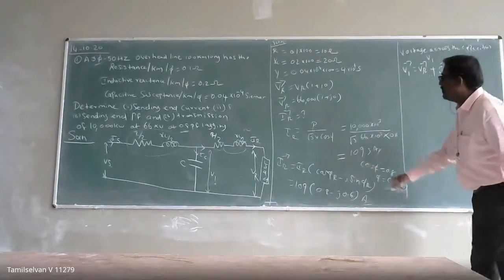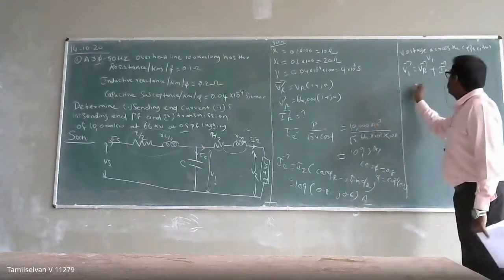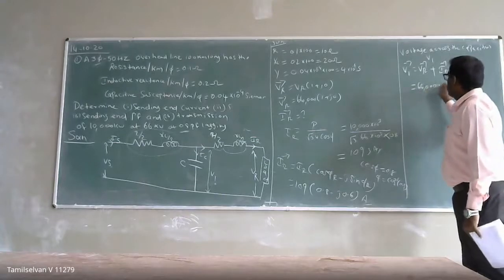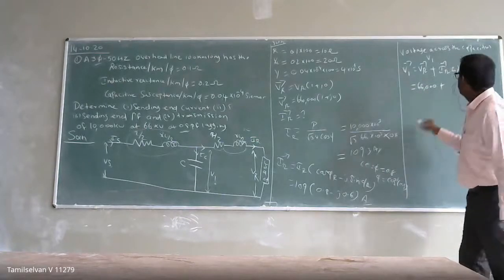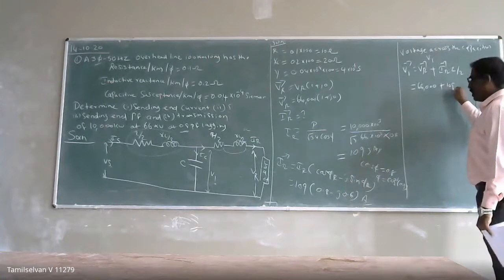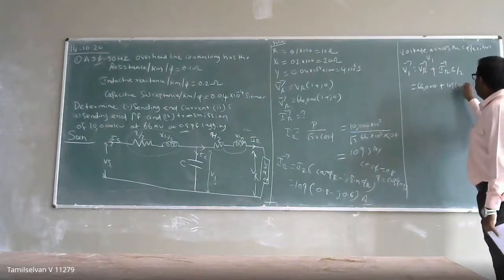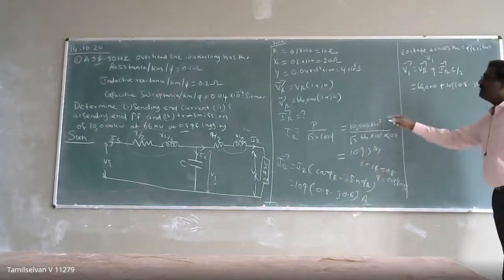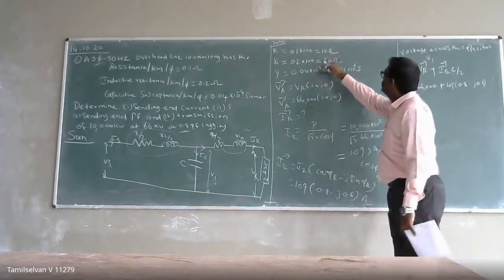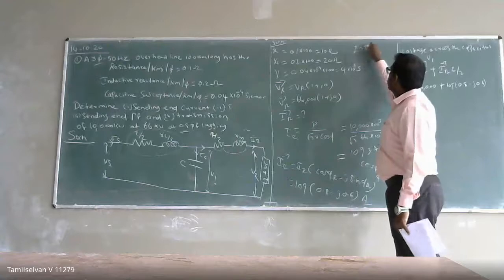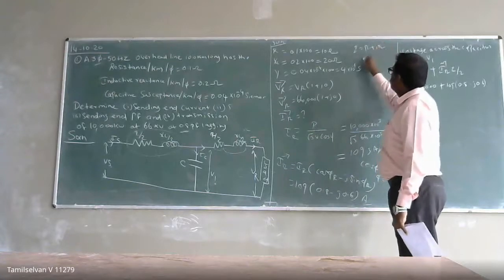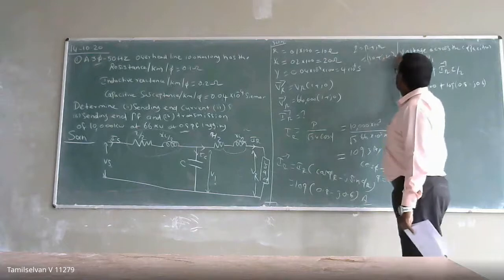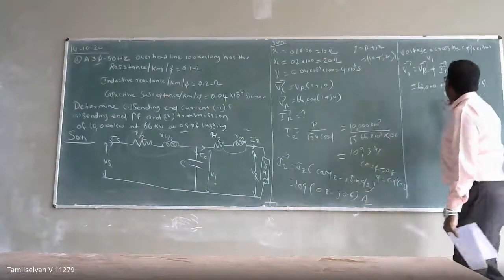What is the value of VR vector? VR vector is equal to 66,000 plus IR vector, which is 109 into 0.8 minus j of 0.6. Z is equal to R plus jXL, where R is 10 and XL is 20. This value should be divided by 2, that is Z by 2.